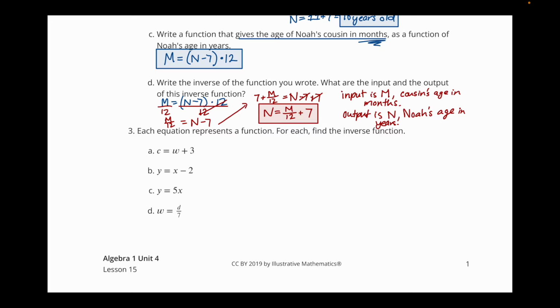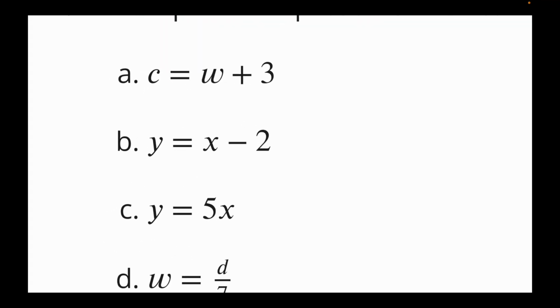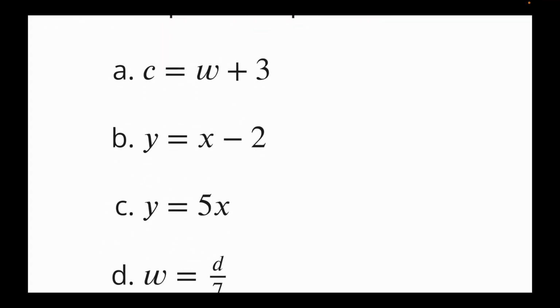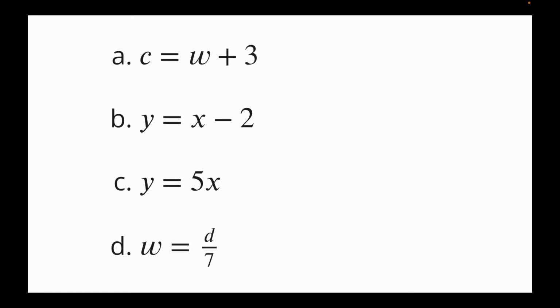So question 3 here, we have 4 different equations. They're saying each one represents a function. For each, find the inverse. So let's zoom in here and see what we have. All right, so for our first equation, we have c on its own. So c is what it is solved for, which means w, the other variable, is now what we want to get by itself. And it looks like it just has something being added to it.